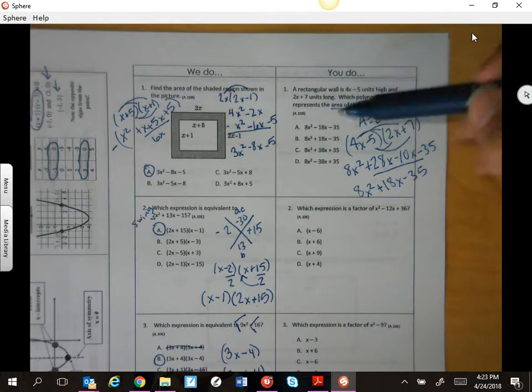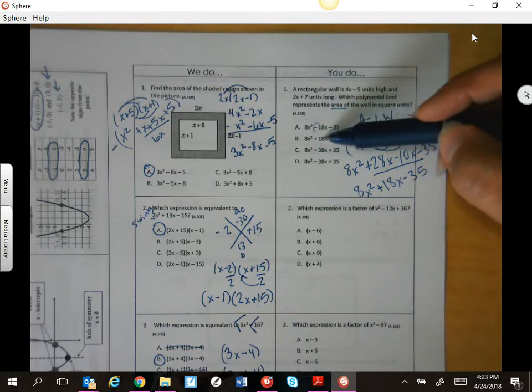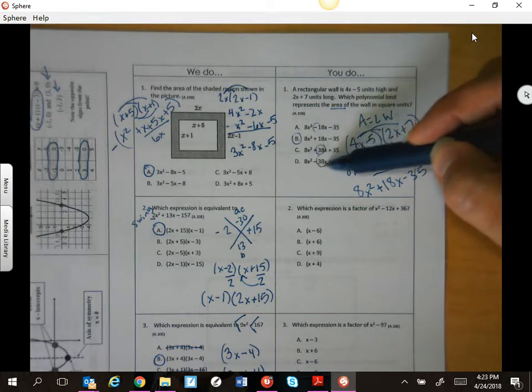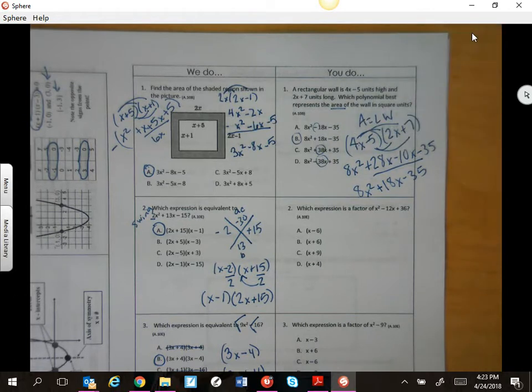No, not this one, because of that. This one looks good. Double check. This is wrong and this is wrong. So it has to be B.